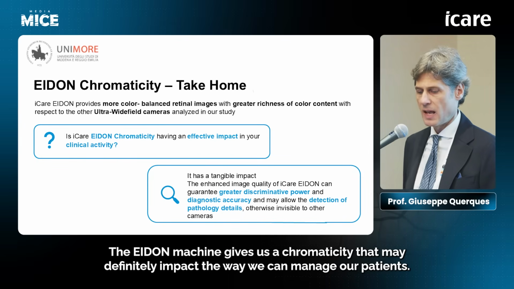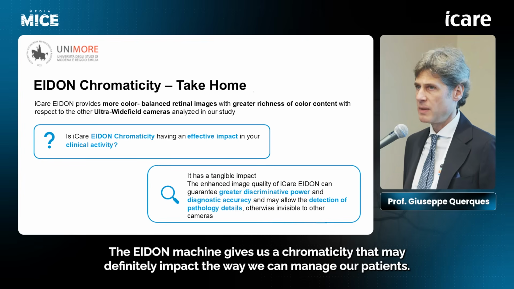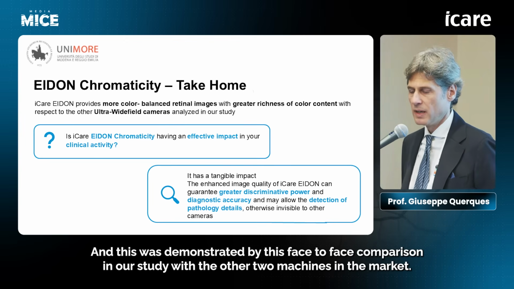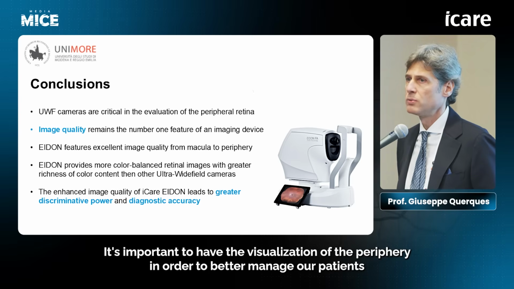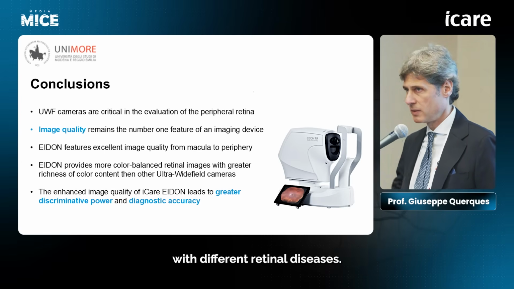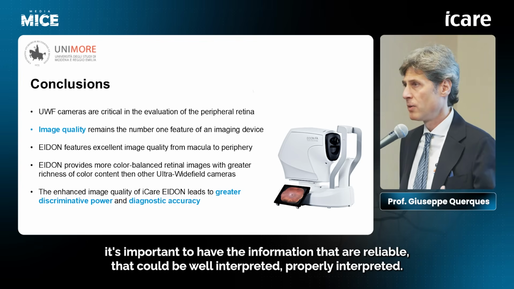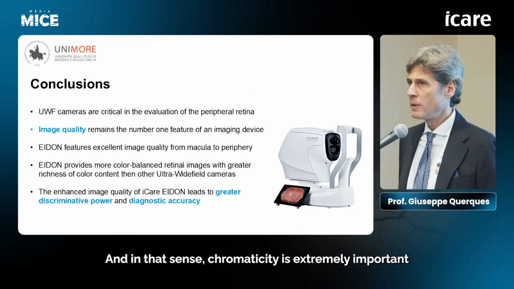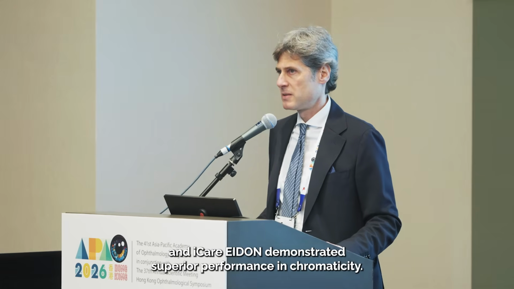The EIDON machine gives us a chromaticity that may definitely impact the way we can manage our patients, and this was demonstrated by this face-to-face comparison in our study with the other two machines in the market. It's important to have the visualization of the periphery in order to better manage our patients with different retinal diseases, but at the same time it's important to have information that is reliable, that can be properly interpreted, and in that sense chromaticity is extremely important, and iCare EIDON demonstrated superior performance in chromaticity.